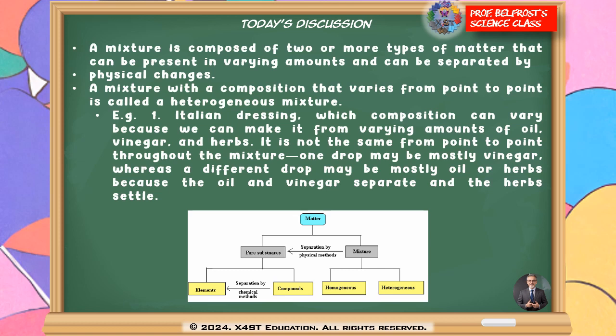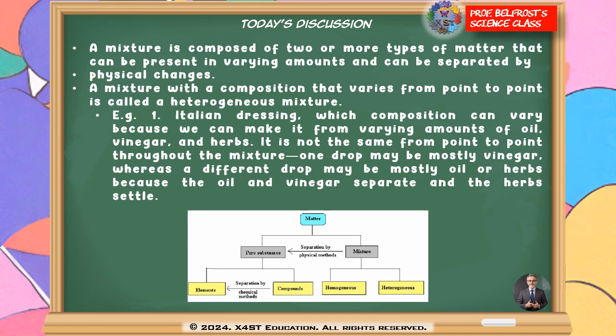So we are done with pure substance. We now enter mixture. A mixture is composed of two or more types of matter that can be present in varying amounts and can be separated by physical changes. I also say that there are two kinds of mixture.